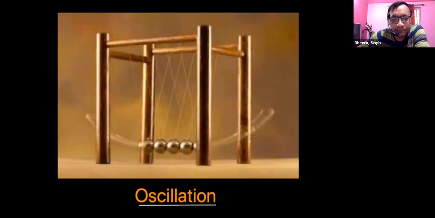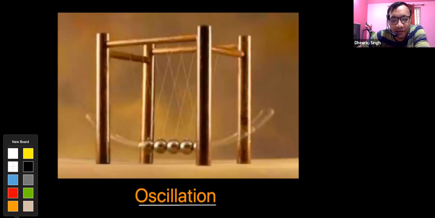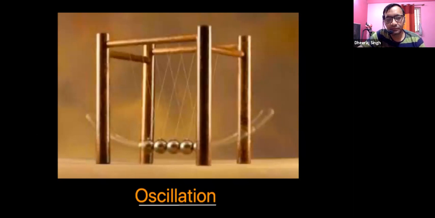So let's begin. Has this chapter started in your school already? Has this started already? No. Okay. So is there any chapter that is done in the school, but we haven't done it? No. So we are ahead. We are ahead. Okay. Anyways. So write down this chapter's name, oscillation.